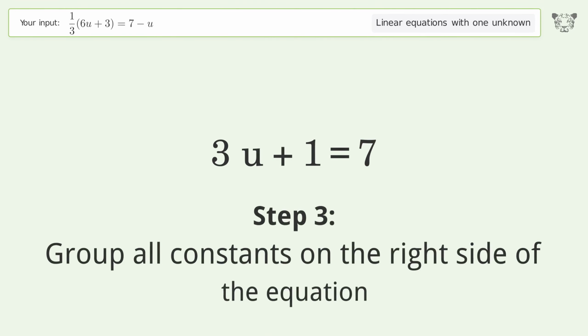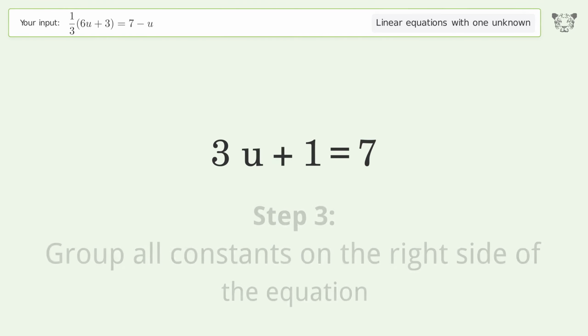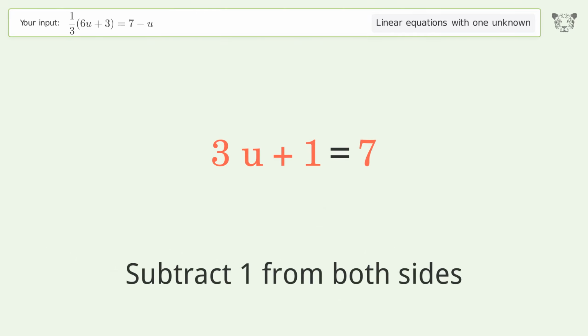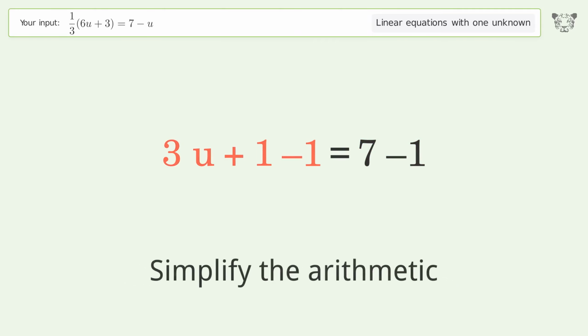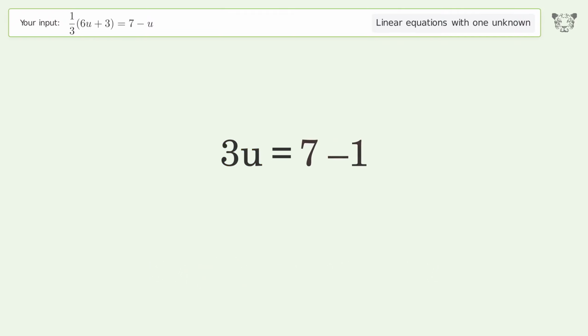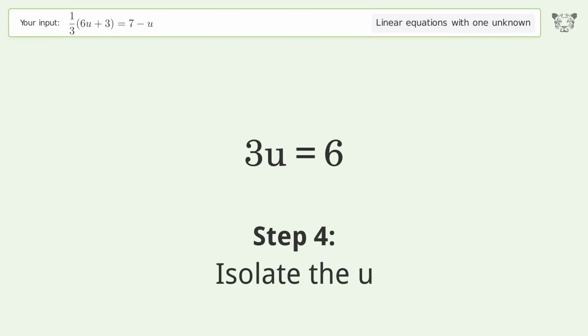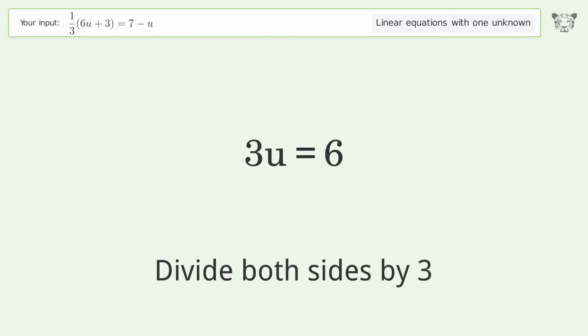Group all constants on the right side of the equation. Subtract 1 from both sides. Simplify the arithmetic. Isolate the u. Divide both sides by 3.